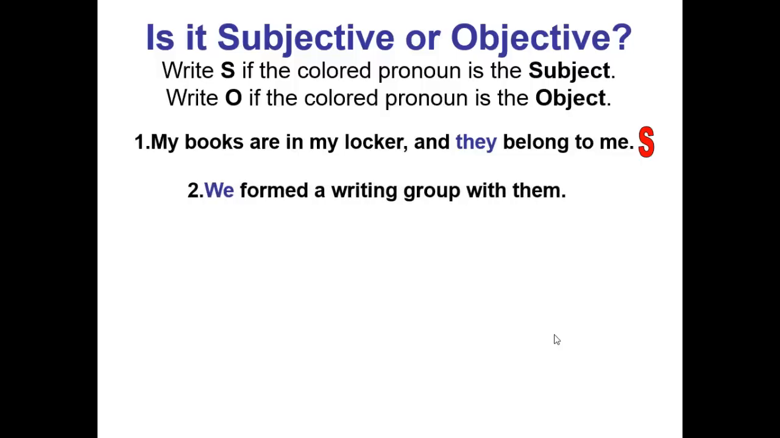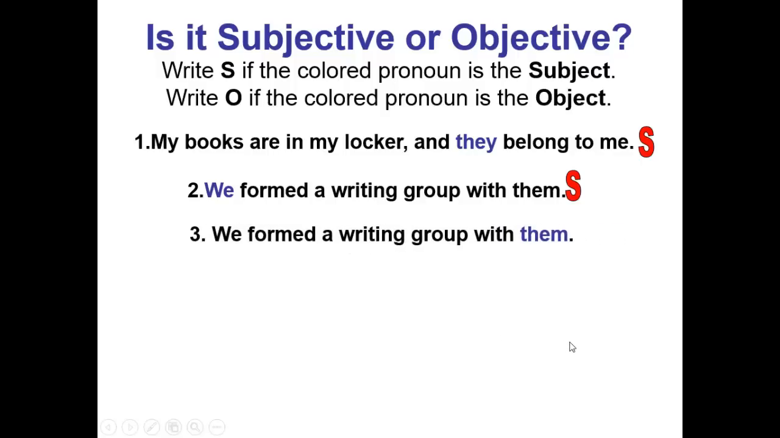Number 2, we formed a writing group with them. We is in blue. Is that a subject or an object? If you said subject, you are correct. Number 3, we formed a writing group with them. If you said object, you are correct.